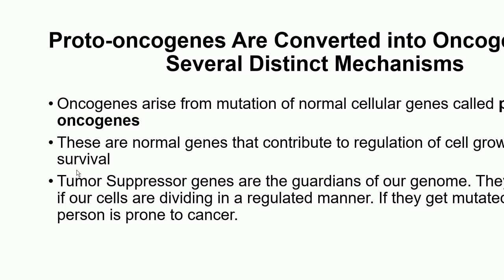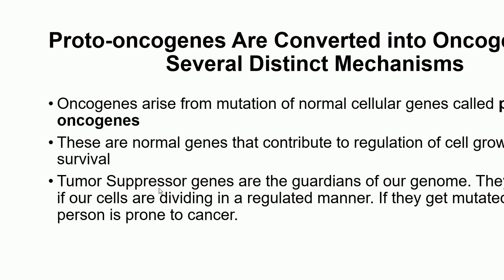And now what are tumor suppressor genes? Tumor suppressor genes are those genes which are basically guardians of our genome. They are the ones which check if everything is going correctly in our cells with the cell division, if our cells are dividing in a correct way. If there is something wrong in the cell division, the function of the tumor suppressor genes is to suppress the growth of the cells.